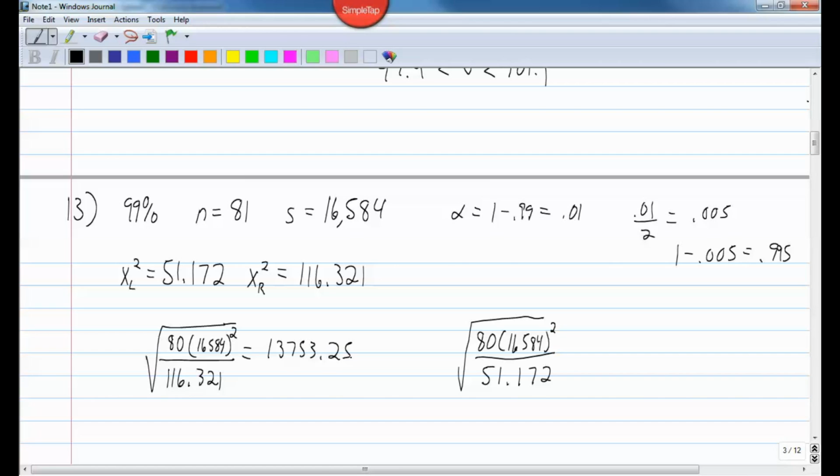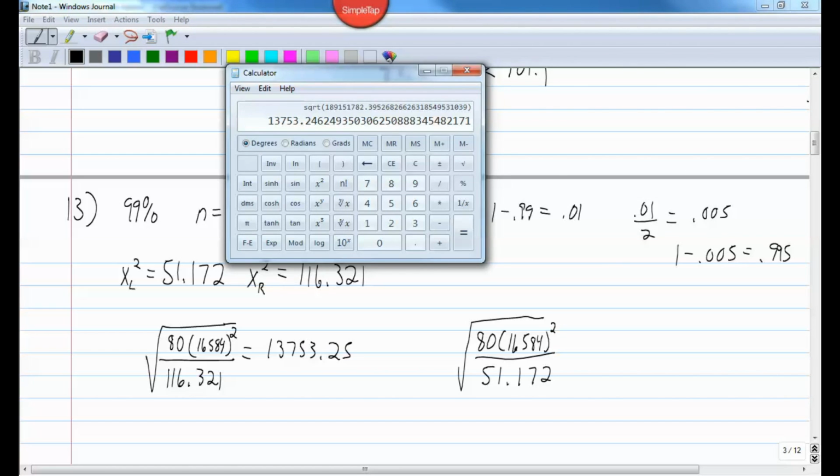Now let's calculate the right endpoint of my confidence interval. That's going to be 16,584 squared times 80 divided by 51.172, and then take the square root of that. So I've got 20,735, and if I round to two places, it's 0.67.